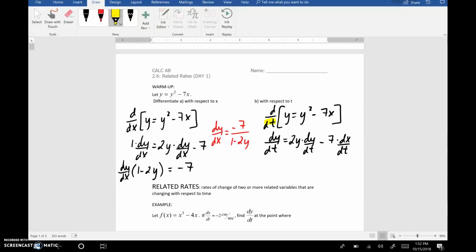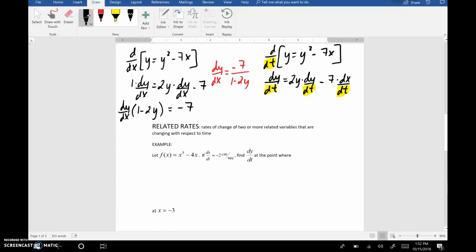Okay, so I'm deriving with respect to t, and the two variables in the expression are different. So I'm still using that implicit step, but now each piece needs that part of the chain rule. Okay, so related rates, rates of changes of two or more variables that are changing with respect to time. So whenever you solve a related rate problem, you're deriving with respect to t.